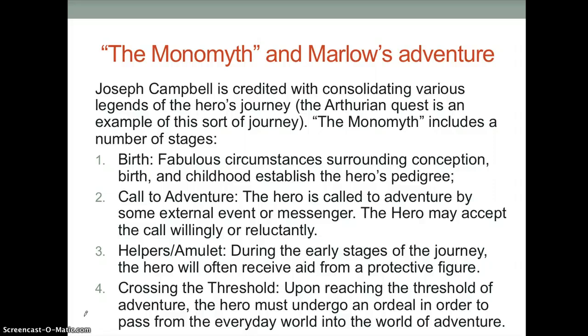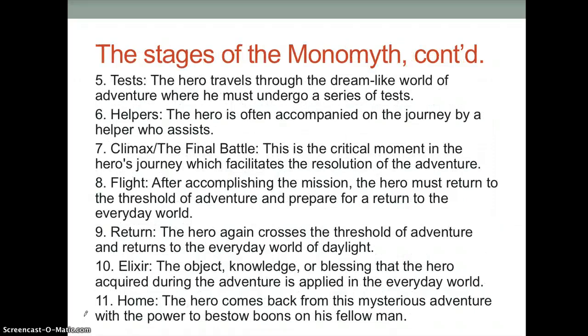Again, a hero can accept that like an Arthurian knight might accept it with great honor, or he can accept it reluctantly. And when we look at T.S. Eliot, if we were to look at The Wasteland, we would see that his hero accepts it reluctantly. There are helpers, often helpers who offer an amulet or some sort of a protective tool. There's the moment of crossing the threshold when the hero must go from one world into the world of adventure. And then the hero has to face many tests, which he must overcome in order to continue toward the resolution of his journey. He'll encounter helpers along the way.